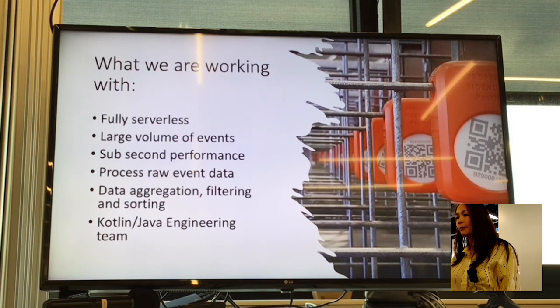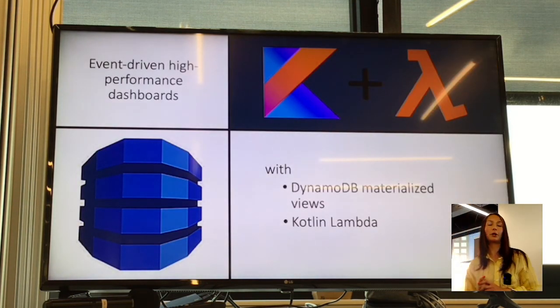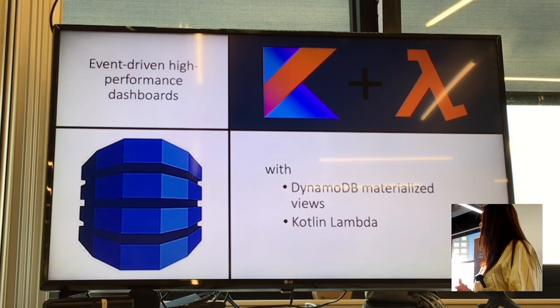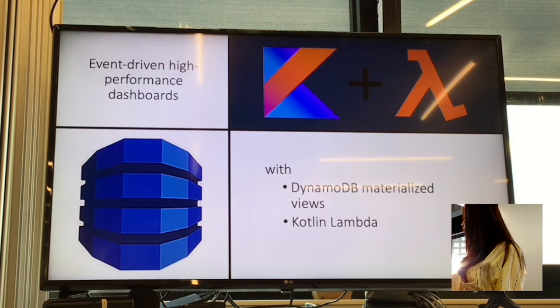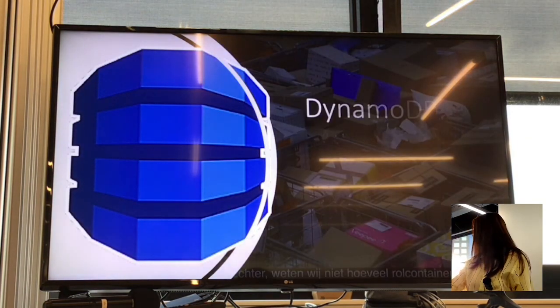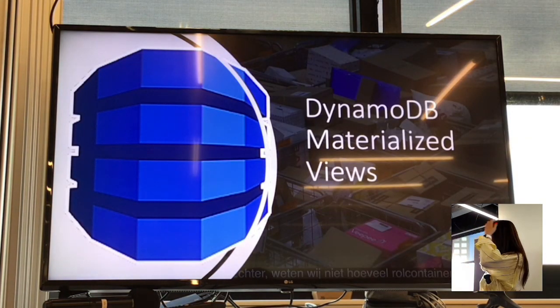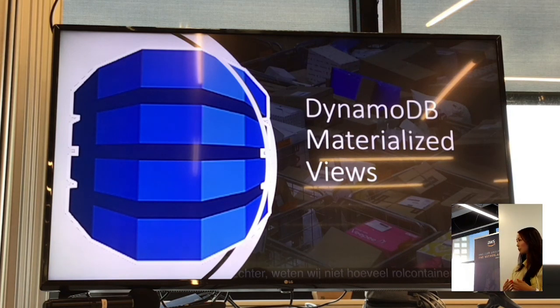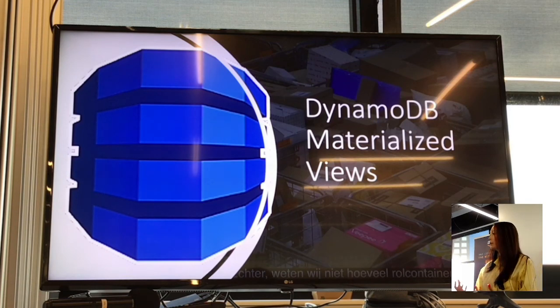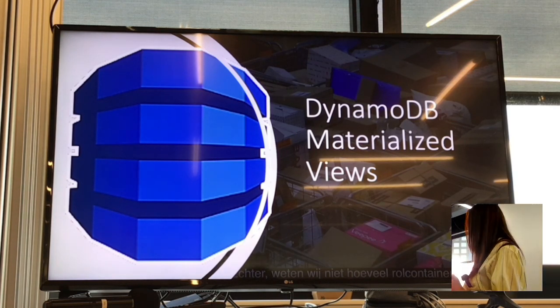So that brings me to the main topic of the presentation, and that's event-driven high-performance dashboards with DynamoDB Materialized views and Kotlin Lambda. I will start with the DynamoDB Materialized views. So what is a materialized view, actually? That's basically a pre-baked result of a query. So if you execute a query, you get a result, and you save it. That means that any consumer of your data can retrieve it really, really quickly.